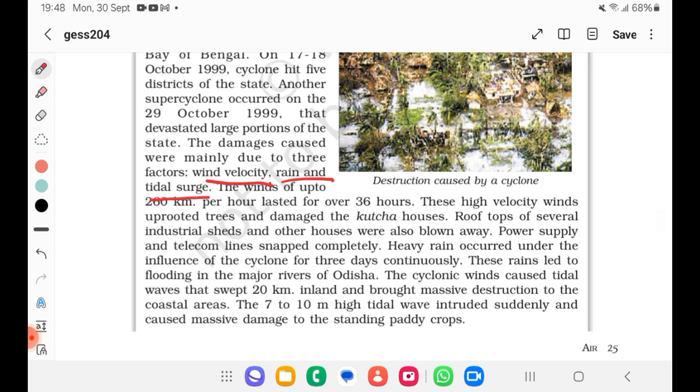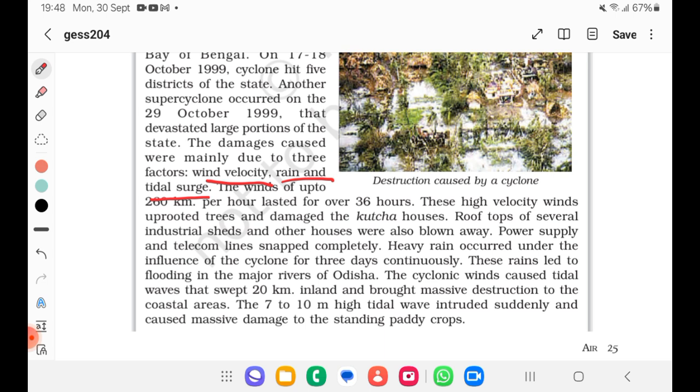The winds of up to 260 km per hour lasted for over 36 hours. These high velocity winds uprooted trees and damaged the kacha houses. Rooftops of several industrial sheds and other houses were also blown away. Power supply and telecom lines snapped completely.